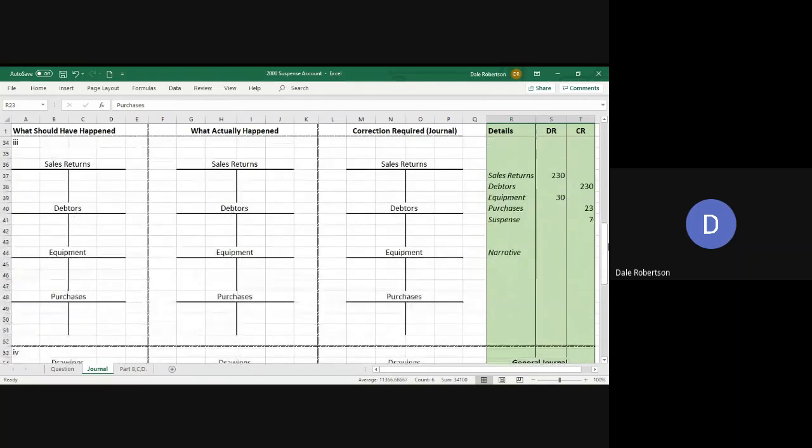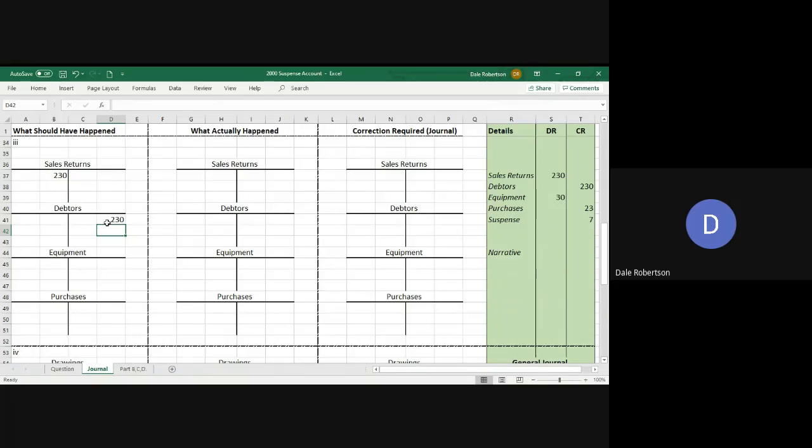Number 3. It says car parts previously sold for €230 were returned to Reddington. That first sentence, up until the first full stop, is what should have happened. So car parts previously sold, that's sales returns. Sales returns go on the debit side there, and they go on the credit side of debtors, and they're reducing how much these people owe us because they've sent something back to us.